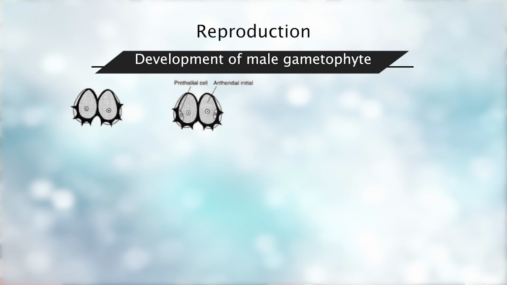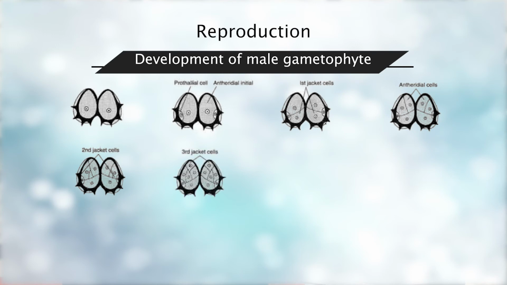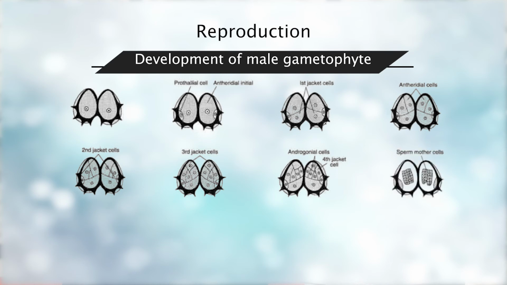In this development of the gametophyte, we will see that there is a lot of development of the jacket cell. See, there will be a first division in which the first jacket cell will be formed. Second layer of jacket cell will be formed. Again, there will be division. Third layer of jacket cell will be formed, and ultimately the fourth jacket cell will be formed. And in each division, two jacket cells are being formed. Here in this diagram, you can see how this particular division is taking place for the formation of the fourth jacket cell. And ultimately, there will be another division in which the androgonial cells will be formed. These androgonial cells will form the sperm mother cell.